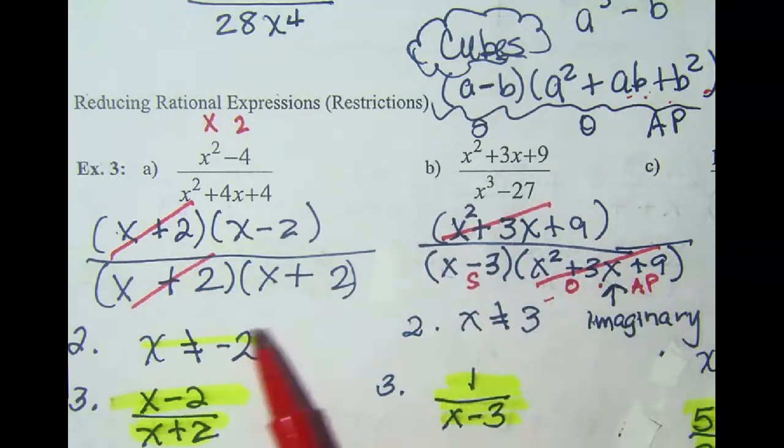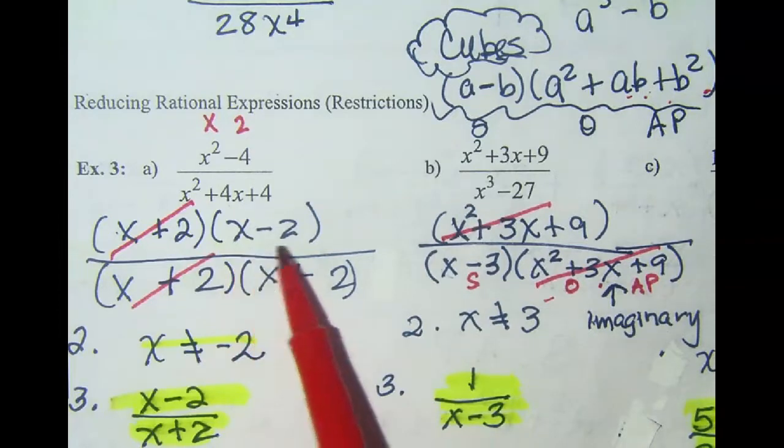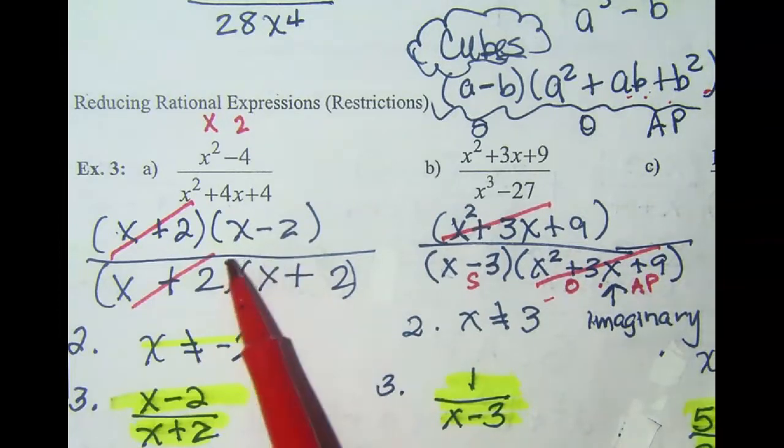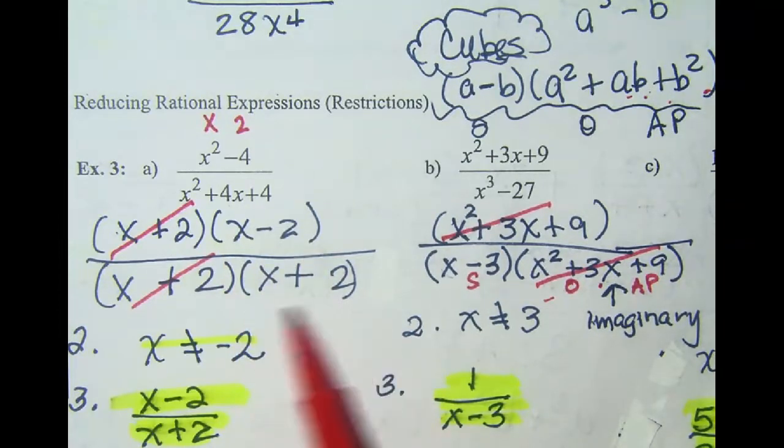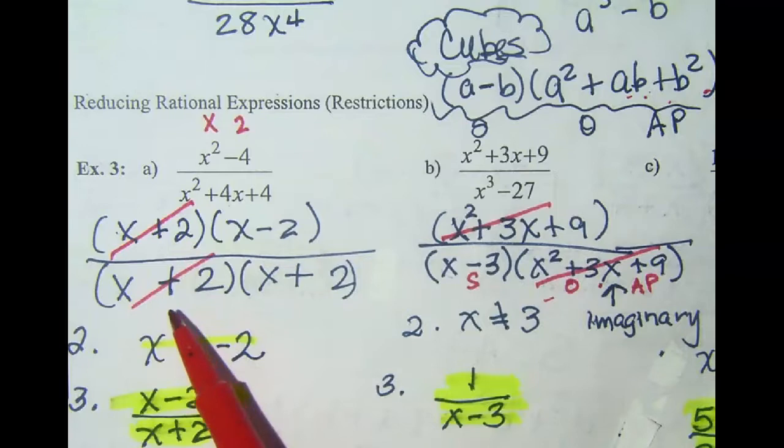So for example, look over on example 3a. You can't just cancel the x's because this is a binomial. It's connected, x subtract 2 and x plus 2 are connected. And so the only way you can cancel, like I did here, is when they're identical.